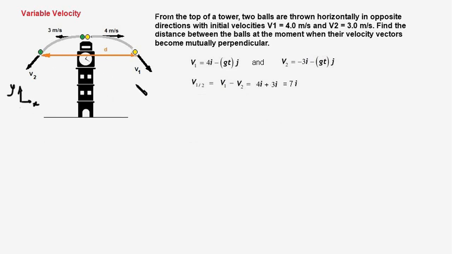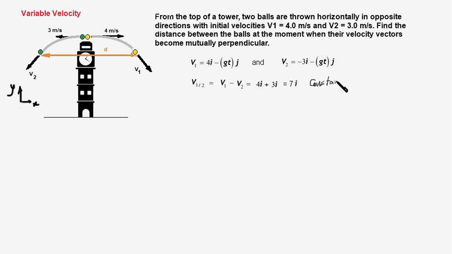So let us write down the velocity vectors. v1 would be 4i minus gt j, and v2 would be minus 3i minus gt j. And the relative velocity of the first ball with respect to the second would be v1 minus v2, and that will work out to 4i plus 3i, because the j components both are gt and they would cancel out, and therefore we shall have the relative velocity of first ball with respect to second as 7i. That is, this is now constant.